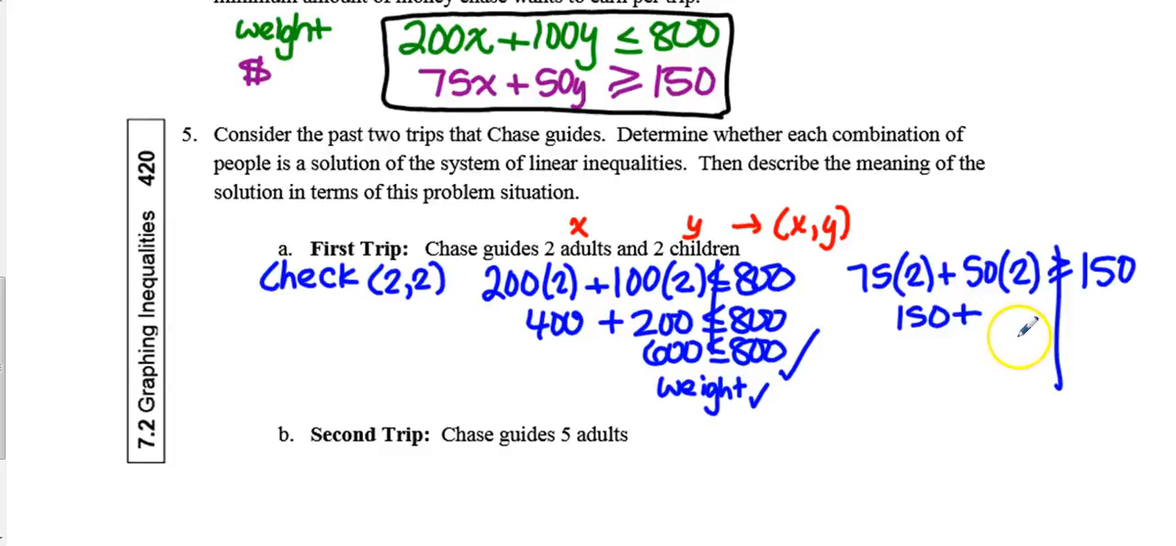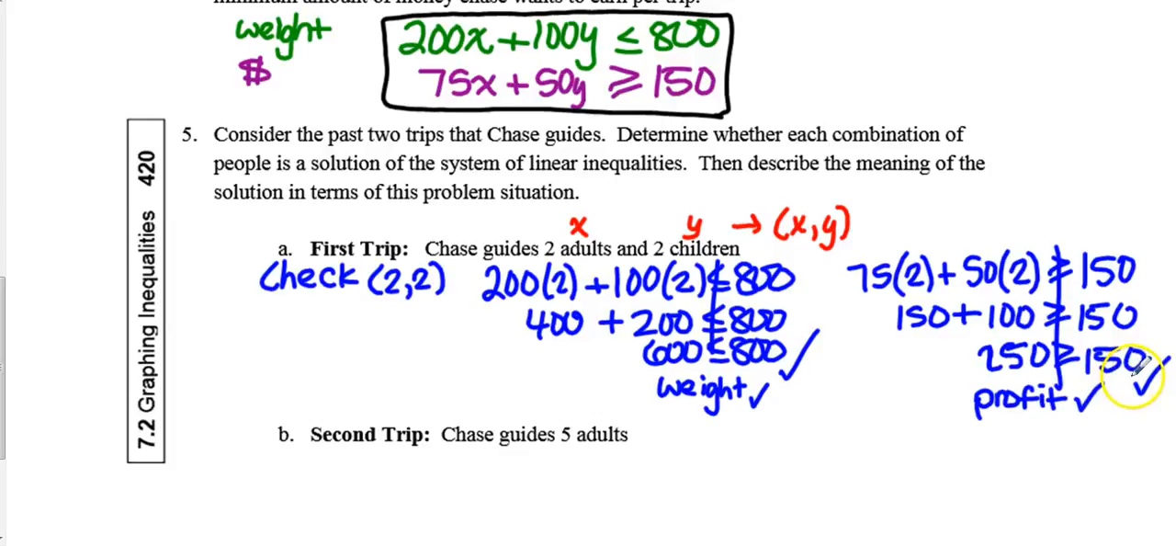Plus 50 times 2, which is 100, greater than or equal to 150. 150 plus 100 is 250. Are we good? Let's see, is 250 greater than or equal to 150? Yes. So that means that his profit, because this was all about money, is good too. He needs to make at least 150. He'll make 250. If this is a family, for example, of 2 adults and 2 kids, he's good to go.